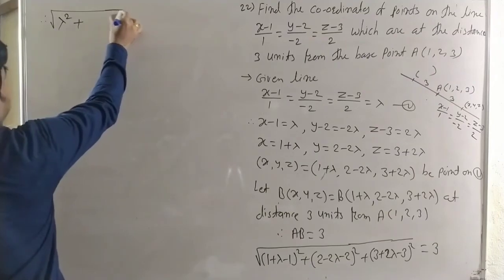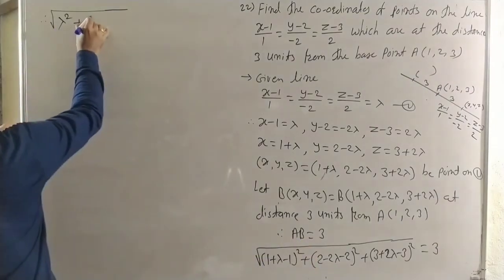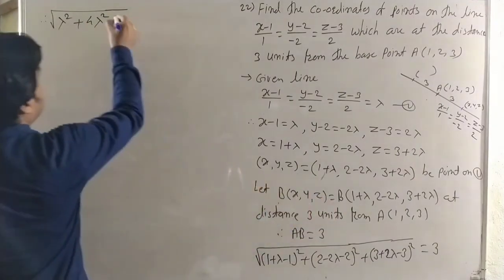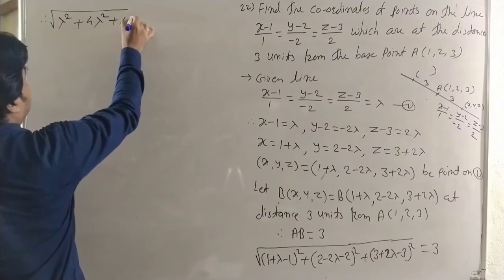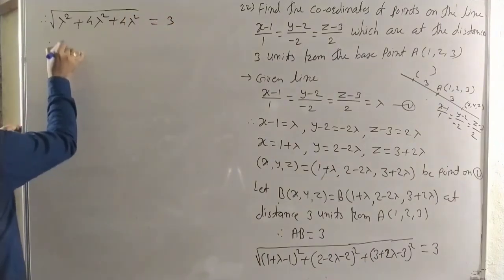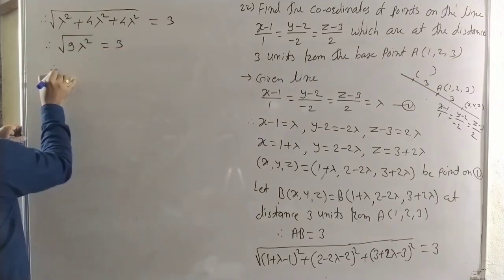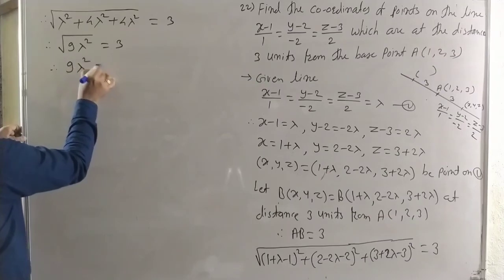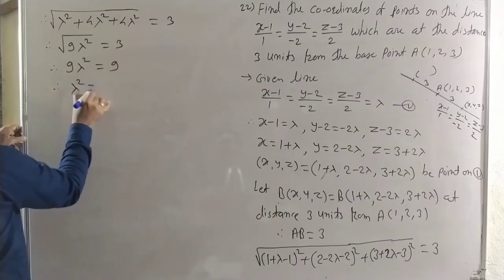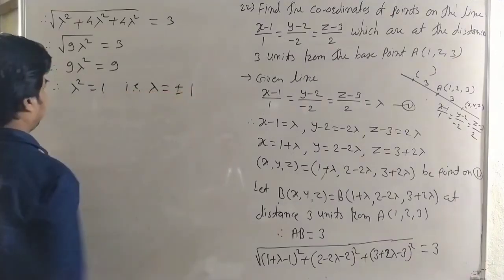Therefore we can write under root of: 1 minus 1 gets cancelled, lambda, it is lambda square, plus 2 gets cancelled, minus 2 lambda square, it is 4 lambda square, and again 3 gets cancelled, plus 4 lambda square, is equal to 3. Therefore, 9 lambda square is equal to 3, squaring on both sides, 9 lambda square is equal to 9, and therefore lambda square is equal to 1, that is lambda is equal to plus or minus 1.